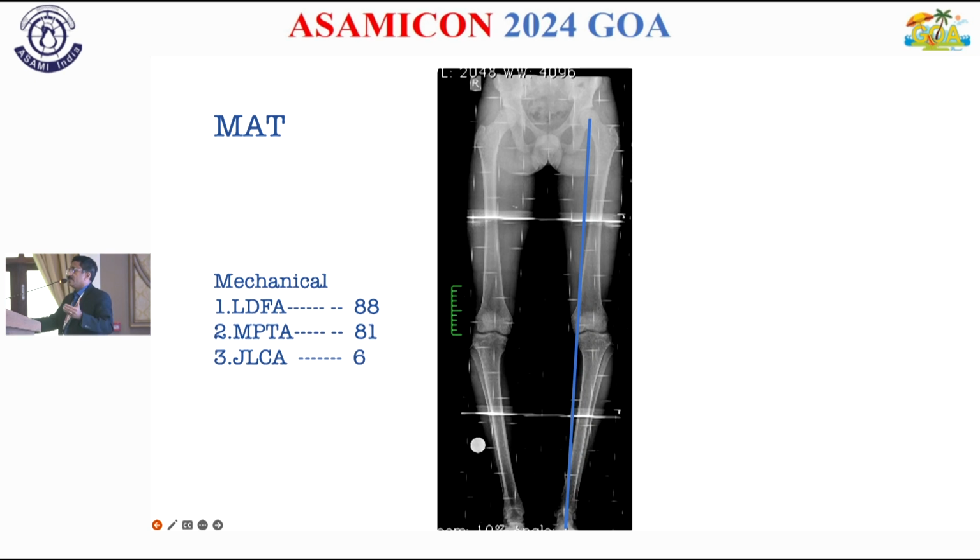So when a patient comes, the first thing is the malalignment test. So here, joint line, mechanical axis, then JLCA, then find out the LDFA and MPTA by femur and tibia. So in this case, you can see LDFA is 88, MPTA is 81. So the main problem is in the tibia.